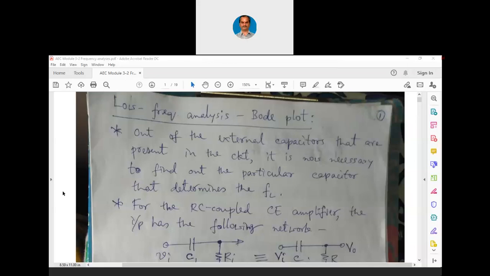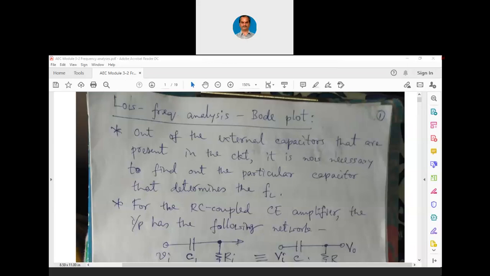Now, there are three external capacitors. One is the capacitor at the base, one is the capacitor at the collector, and one more is the capacitor at the emitter. All these three capacitors have their own purpose in the circuit's functionality, as well as in DC and AC analysis. But we already know that the lower frequency response is affected by the reduced gain because of the external capacitors only.